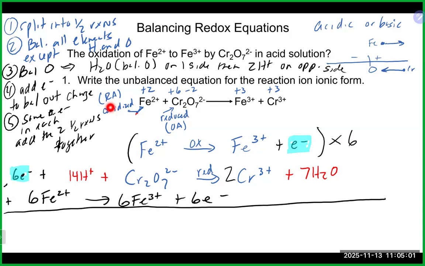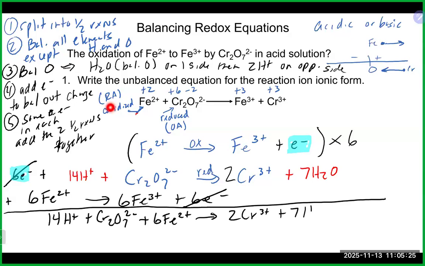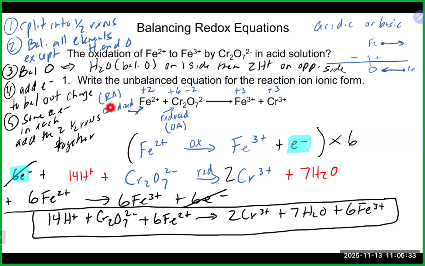All right, what should always happen is the electrons should always cancel out. In this case, that looks like everything. So everybody on the left stays on the left of the arrow, everybody on the right stays on the right. So we will end up with 14 H+ plus a dichromate plus 6 Fe2+ going to the right-hand side of the arrow: 2 chromiums, 7 waters, and 6 of the Fe3+. So if I did not screw this up, this should be balanced in acidic conditions.